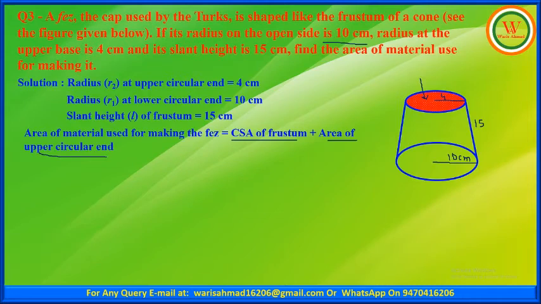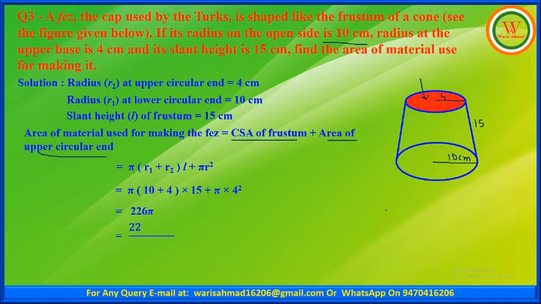So, CSA of frustum is equal to pi (R1 plus R2) into L, while the area of circle will be equal to pi R square. After that we can put the value of all the variables, then we will have this equation, and after solving this line we can have 226 pi.